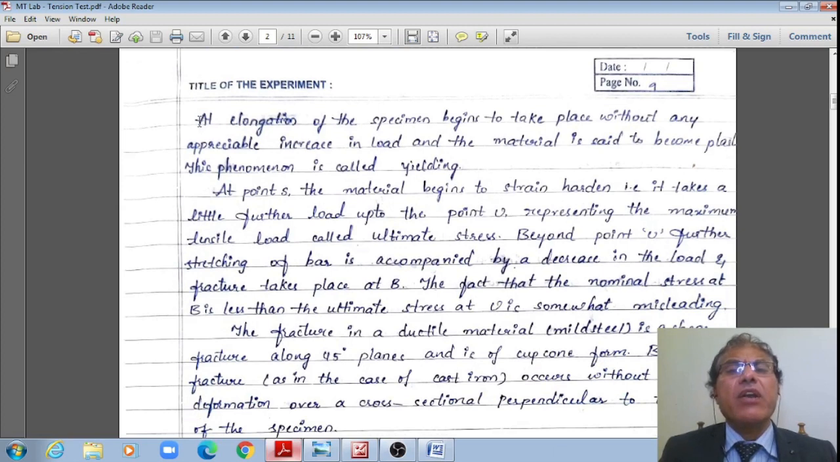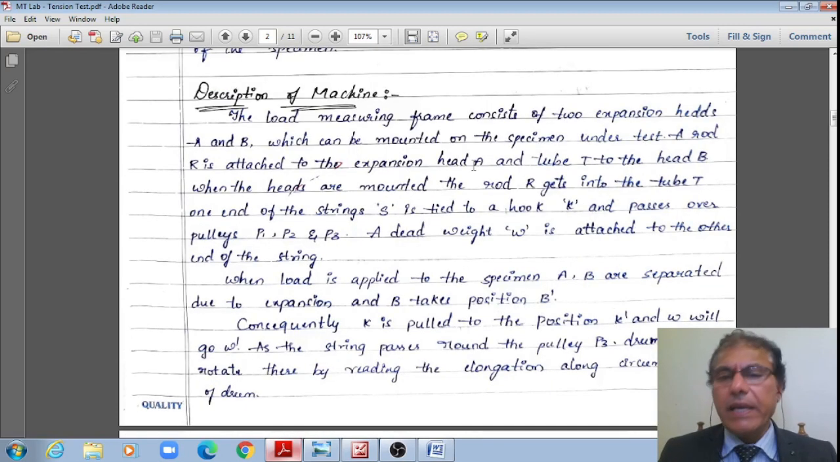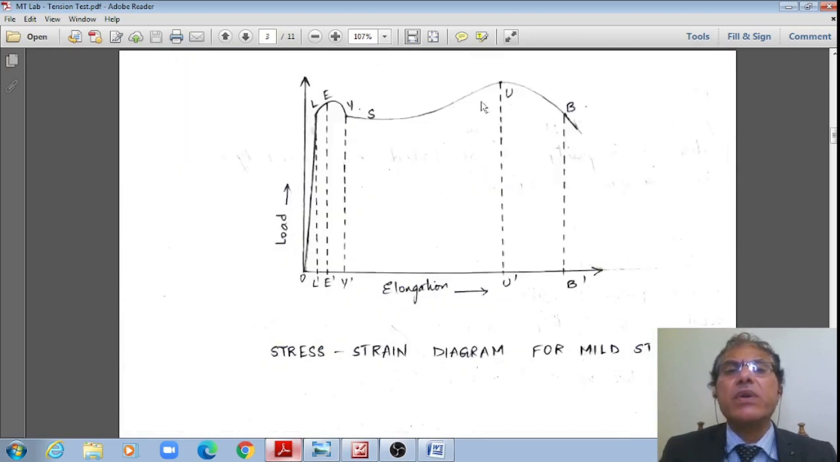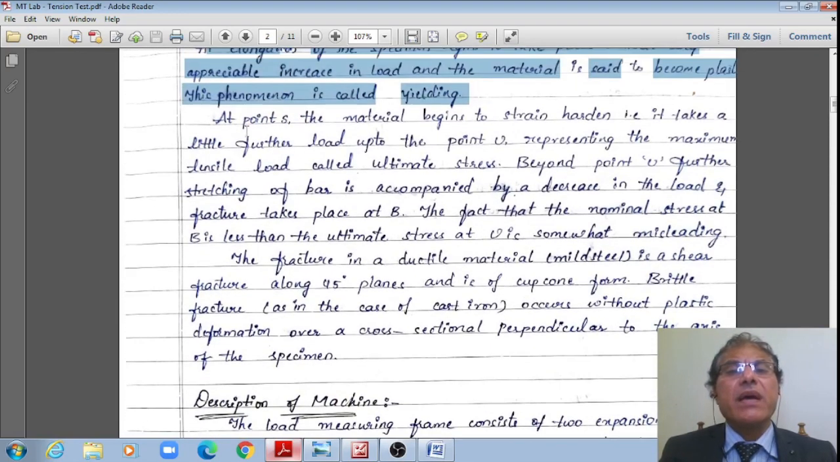However, elongation of the specimen takes place without any appreciable increase in the load, and the material is said to become plastic. This phenomenon is called yielding. This part is the yielding, and this is the yield plateau.